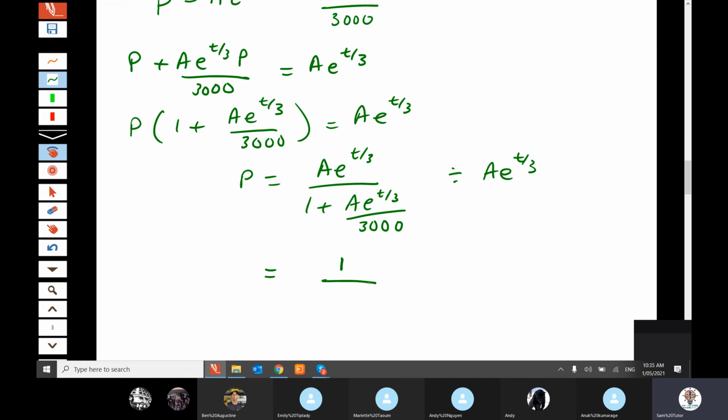So the answer becomes 1 over, well, 1 over A e to the t over 3 is going to give me 1 over A and then e to the negative t over 3, plus 1 over 3,000. So P equals 1 over A e to the negative t over 3 plus 1 over 3,000. We're comfortable with that? And we are actually done.